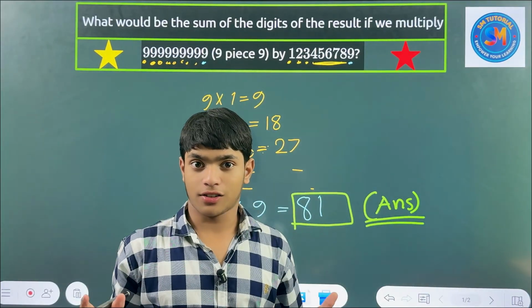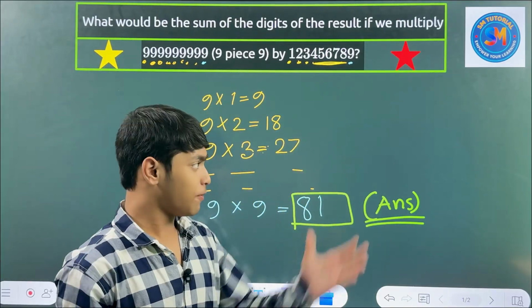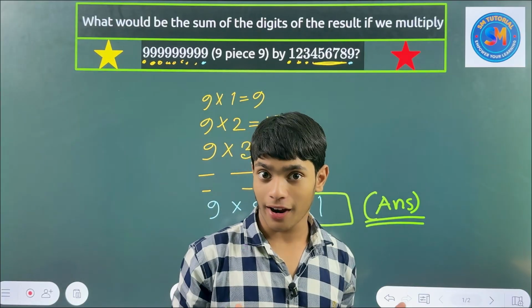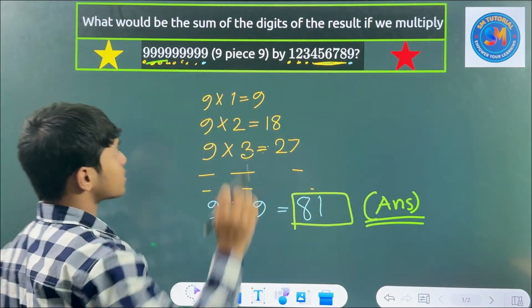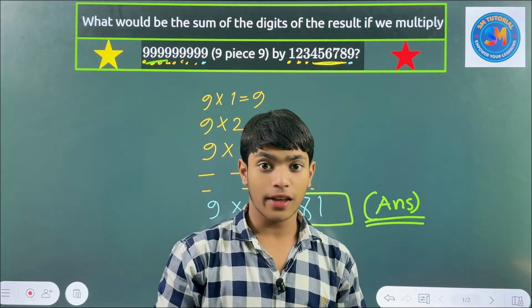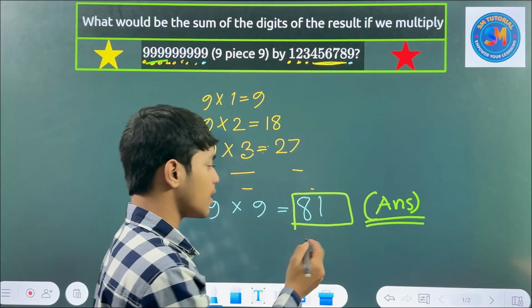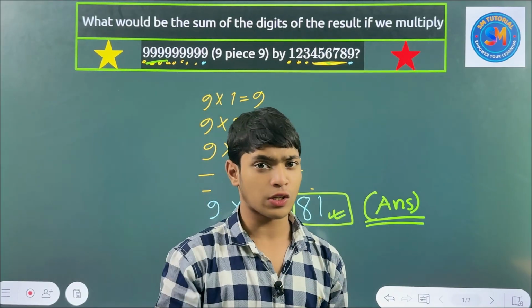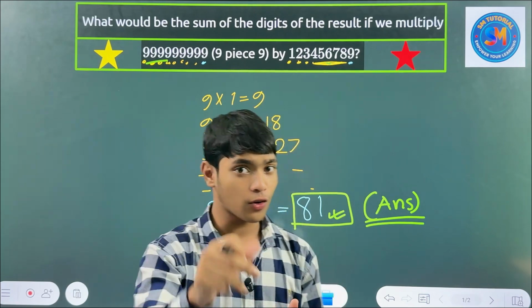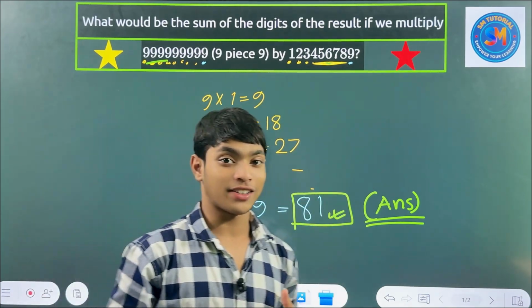You can be shocked, you can be surprised right now. If you don't believe about my pattern, you can test and verify. Multiply with this, and then you will get a result, and then you will find a summation of these digits, and then you will see the sum will be 81. If you don't believe, you can verify, and of course you will tell me in the comment box whether my pattern is correct or not.